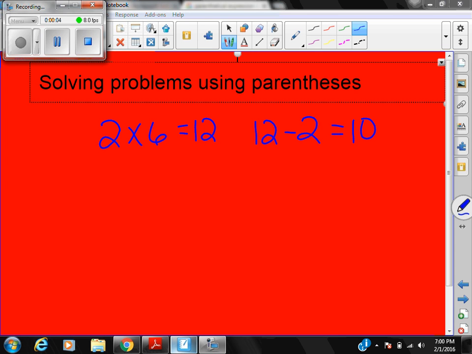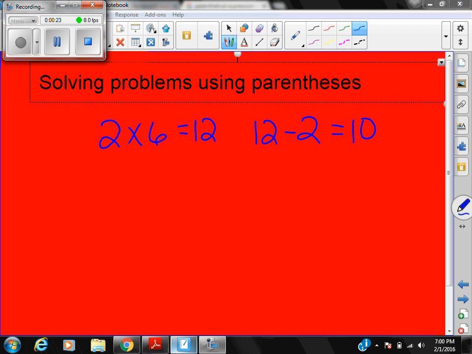Solving problems using parentheses. Today I have two different equations. I have 2 times 6 equals 12, and 12 minus 2 equals 10. Using parentheses helps you put these two equations together without having to do them separately.